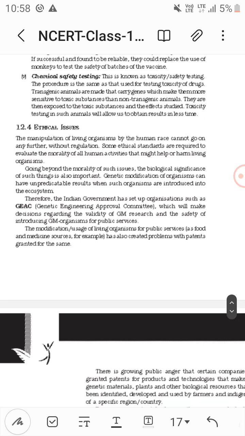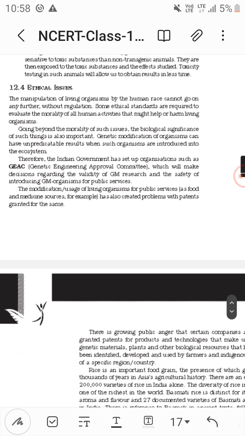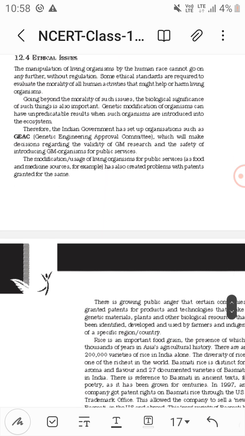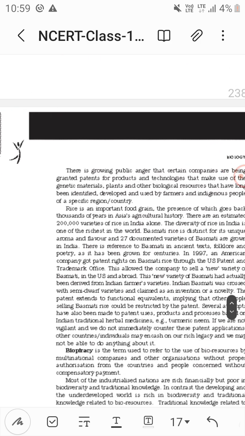Now ethical issues. There is an organization, that is GEAC, Genetic Engineering Appraisal Committee. The Indian government has set up organizations such as GEAC, which will make decisions regarding the validity of genetically modified research and the safety of introducing GM organisms for public services.